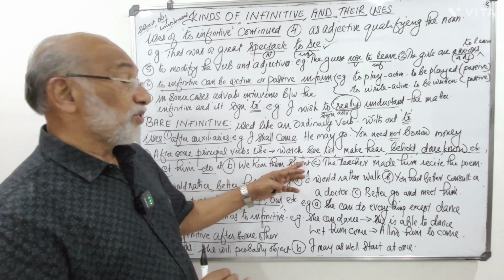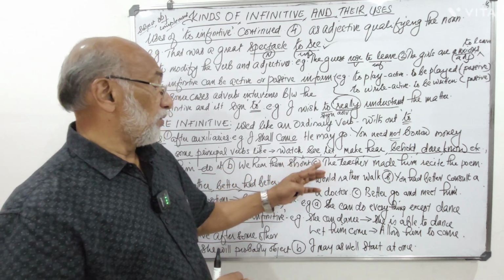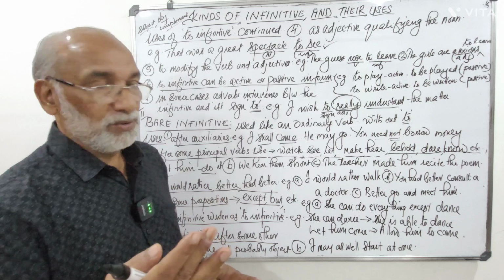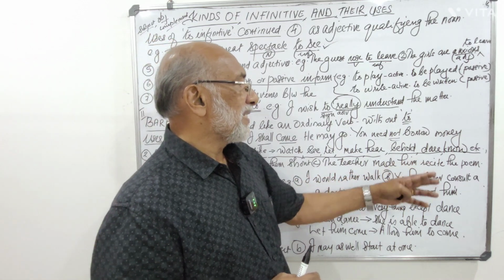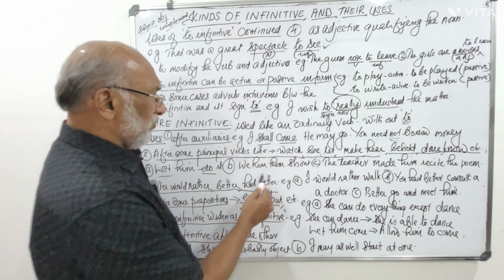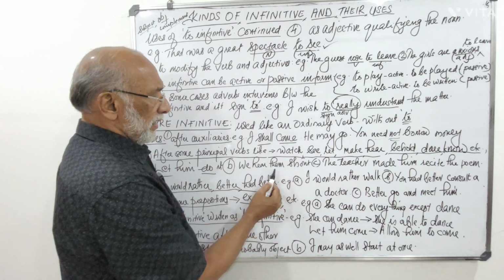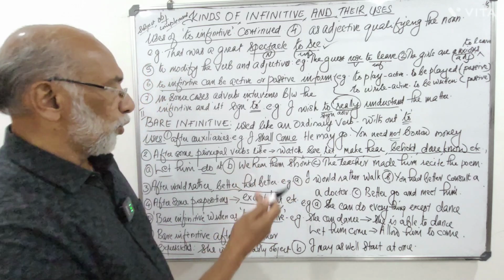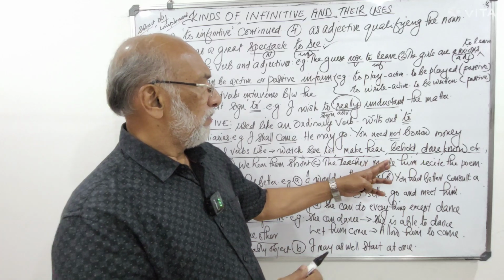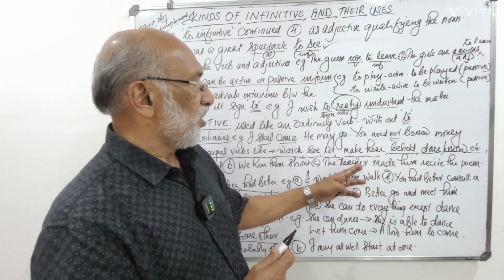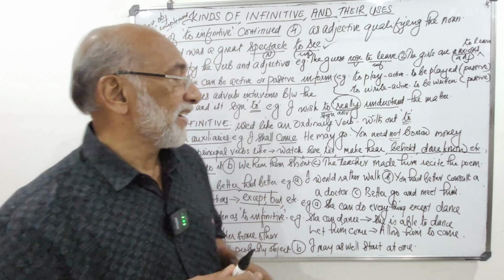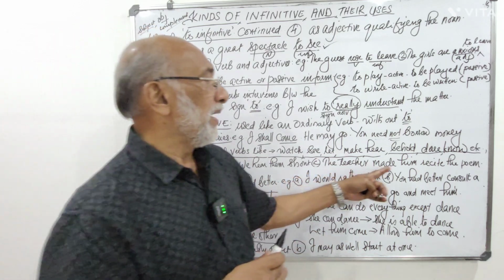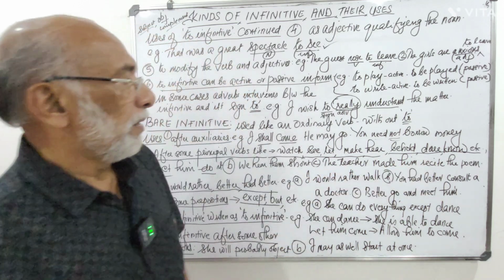We hear them shout. We don't say we hear them to shout. No. Then the teacher made him recite the poem. In the second one, we are not much likely to add to. But here you see, we have a tendency. The teacher made him to recite the poem. We may say, but that's a wrong expression. It should be the teacher made him recite the poem.